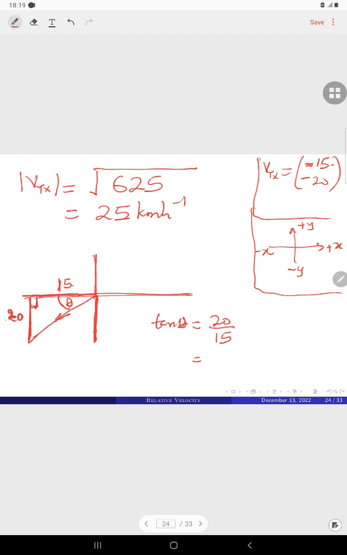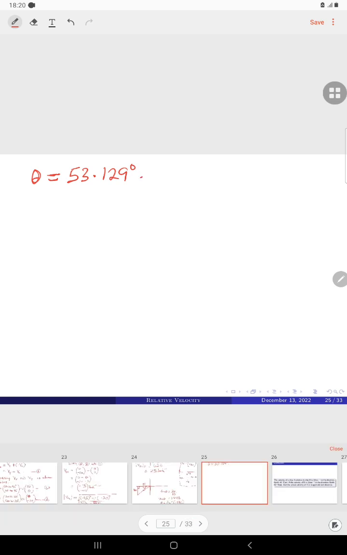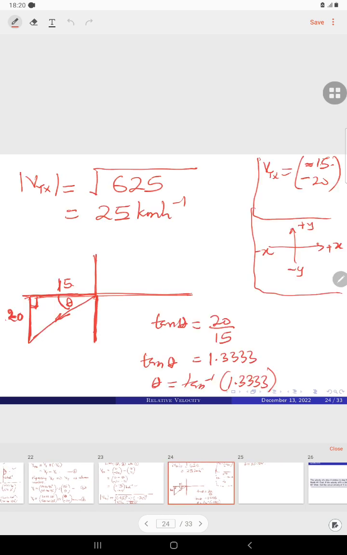And 20 over 15, according to the calculator, gives 1.33333333. So what do we get theta to be? The tan inverse. Theta, tan inverse of 1.33 in degrees, to 3 decimal places, is 53.129 degrees. So that is our angle. We need to conclude properly. Go to the diagram.